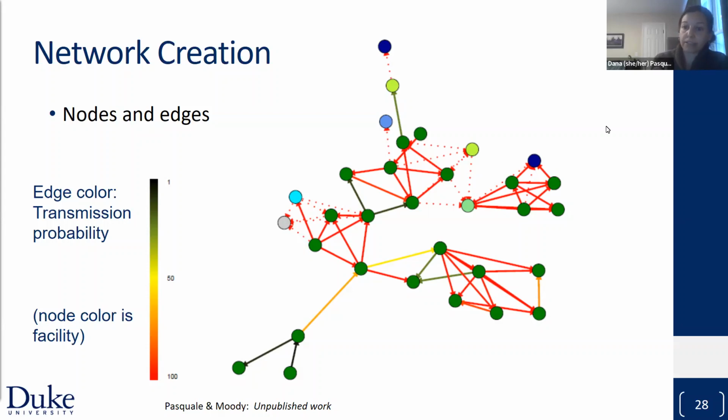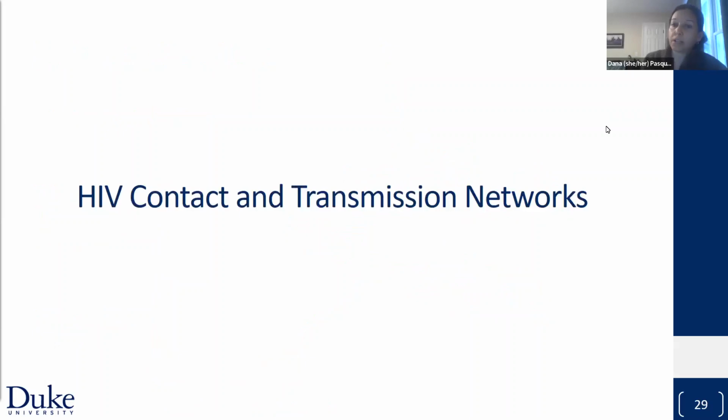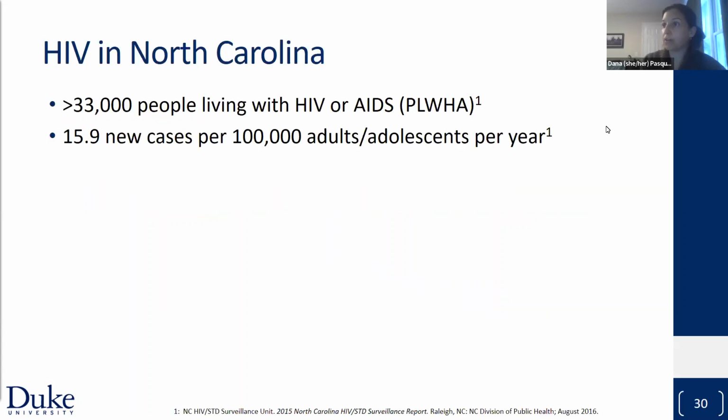So additionally here, I'm showing there are some people who are connected by dotted lines, and those are people who had very small genetic distance, but were never observed to be co-present at the same facility. So as in any other kind of network, you can also have multiple edge definitions. So now I'll show a few examples, starting with HIV in North Carolina.